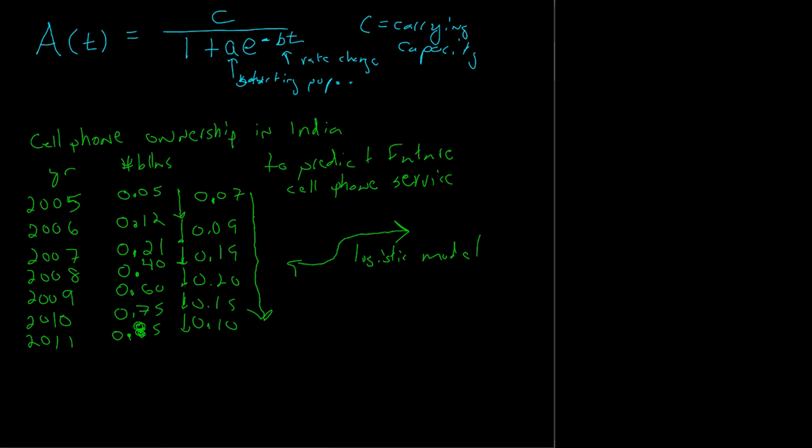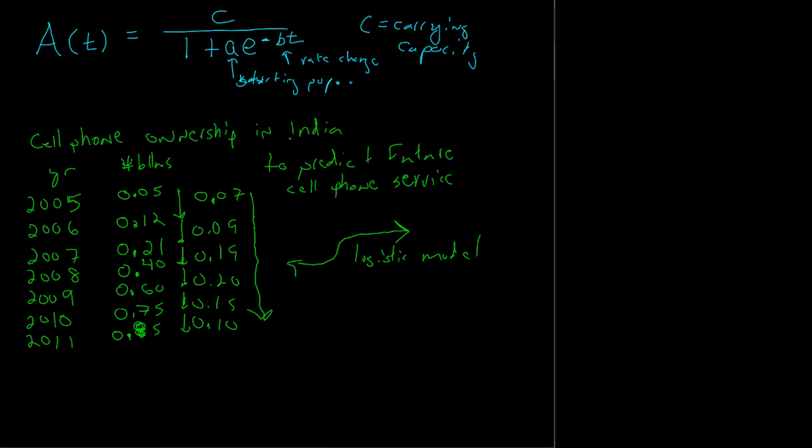All right. So to get our logistic model, we have three variables, C, A, and B. The rule of thumb in equations, not even a rule of thumb, it's actually a solid theorem: if you need to find three variables, you need three separate equations. So we're going to use three equations here, and I'm going to color code them.